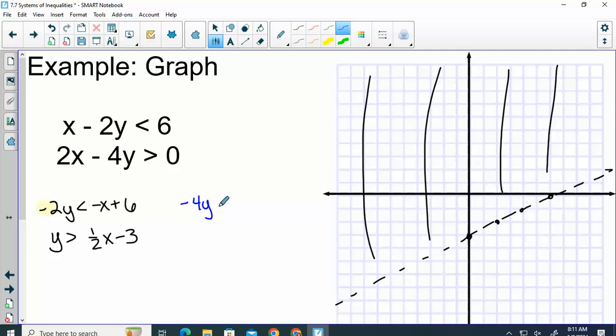So if we subtract over the 2x, then divide by negative 4, which flips our inequality. So we get y is less than 1/2 x. So this one is a y-intercept of 0, slope of 1/2, so up 1 over 2. And solid or dashed? Dashed. Which side are we shading?